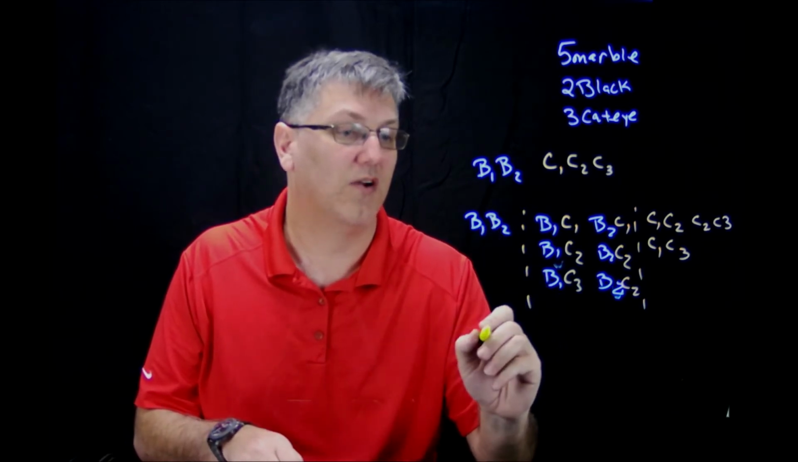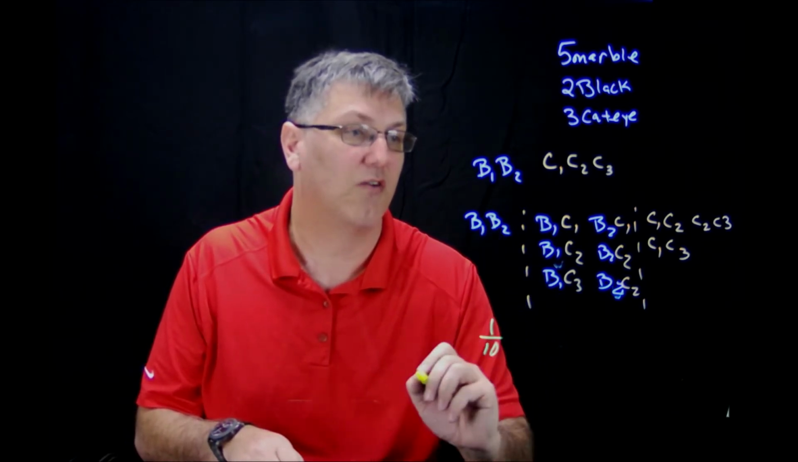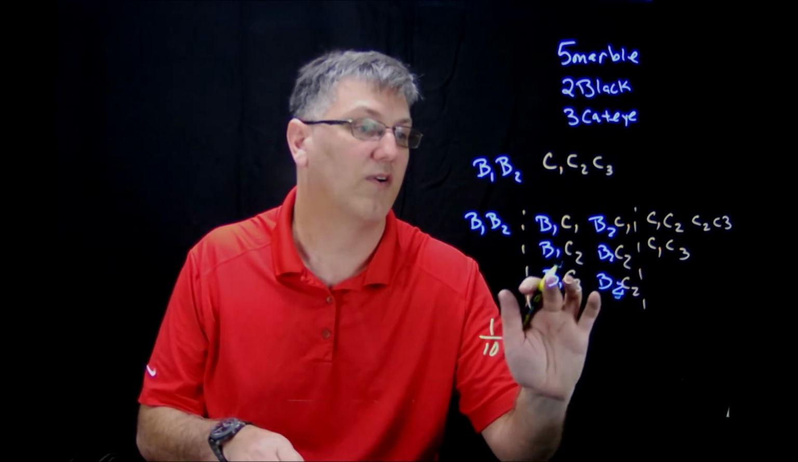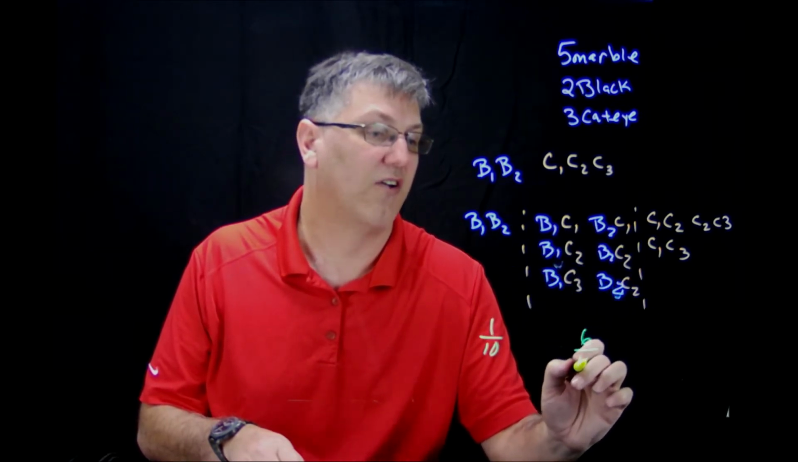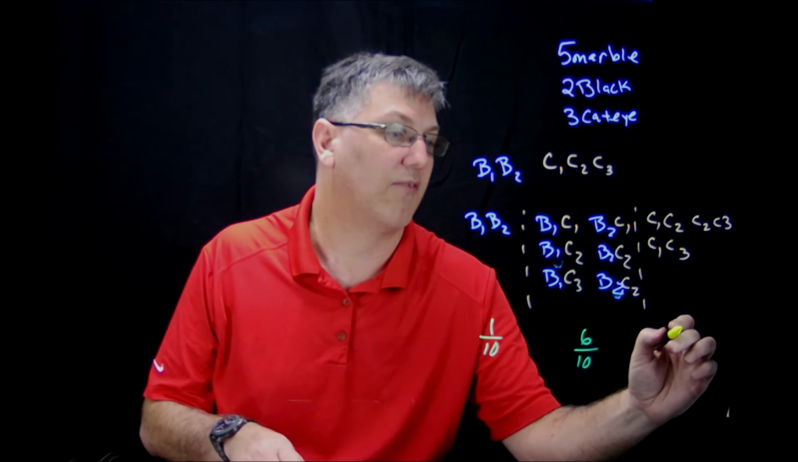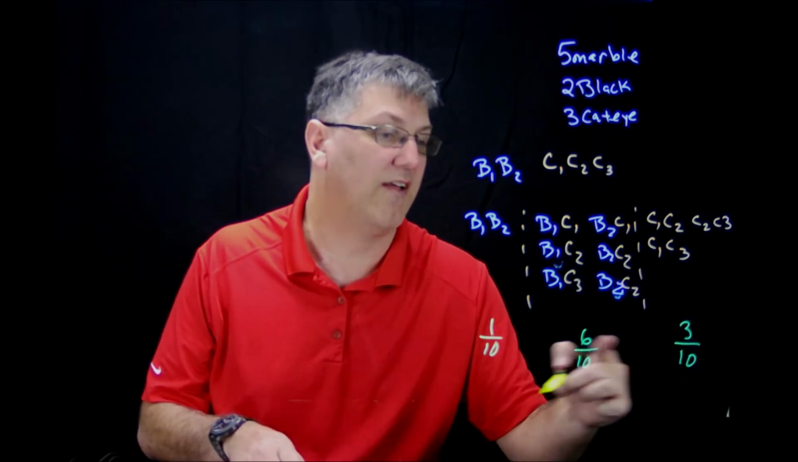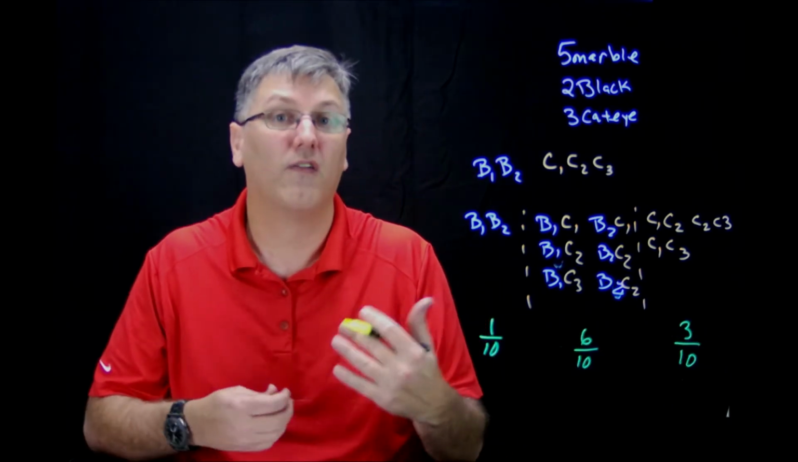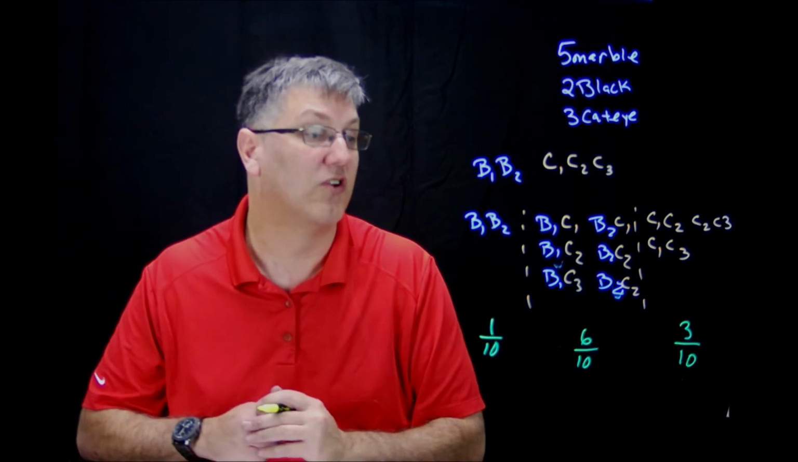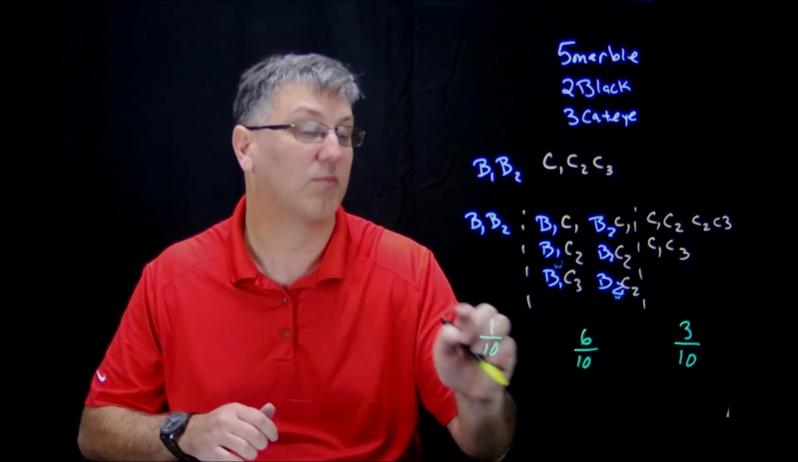In this column here, I have 1 out of 10 that could work. Then 1, 2, 3, 4, 5, 6, so I have 6 out of 10. Then 1, 2, 3, and I have 3 out of 10. If I add these up, I should get 1. That's kind of the magical number with probability, which you can see: 3 plus 6 plus 1 is 10.